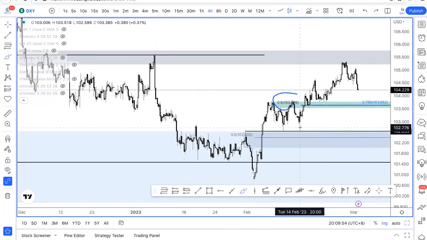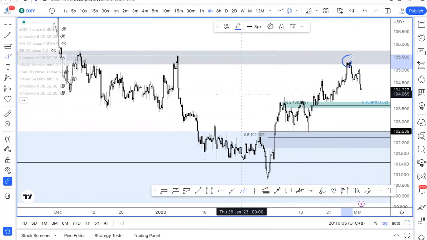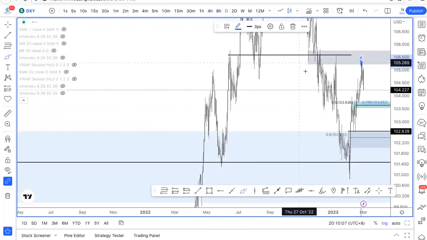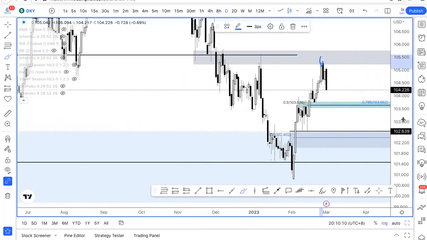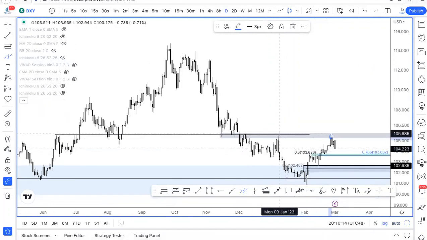Following which, you can see what happened. Price pushed up, tapped into the supply region, and right now it's just reversing below. So where we are right now, if we take a look at the most recent move, let's go back to the daily. On the daily, we have this move here.